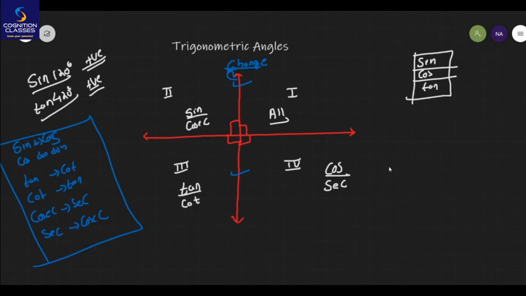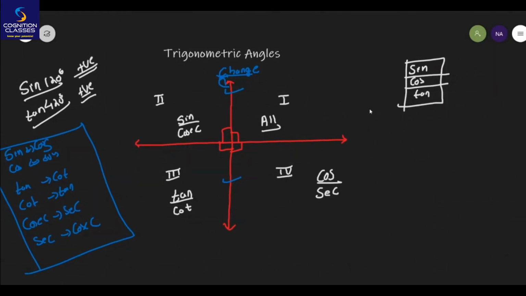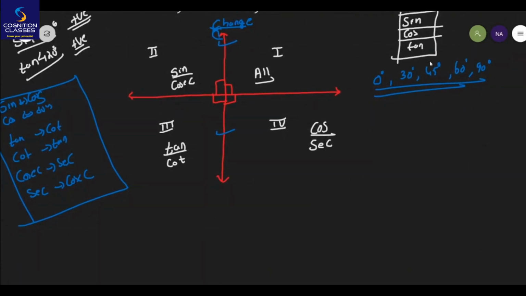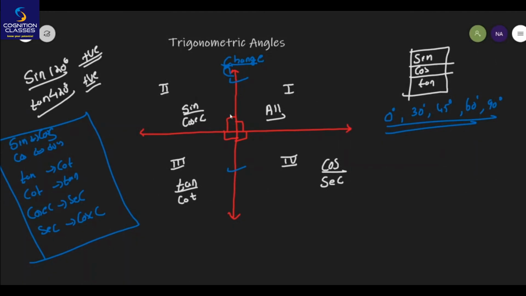Now I'm not concentrating on the first quadrant, because the values of the first quadrant you have already studied in your class 10 standard. You have studied it for a few standard angles: 0 degree, 30 degree, 45 degree, 60 degree and 90 degree. I hope you all know these values easily, correct? So I'm not focusing on those, and now I will use these values to move to other values.